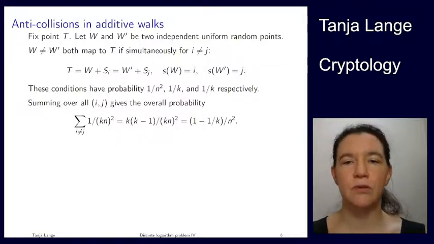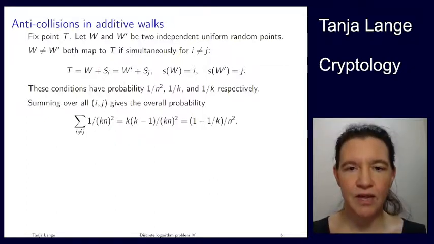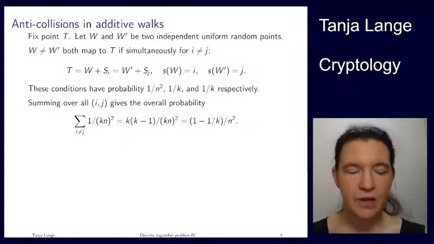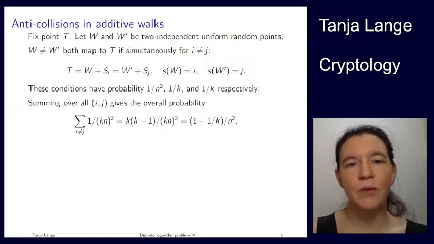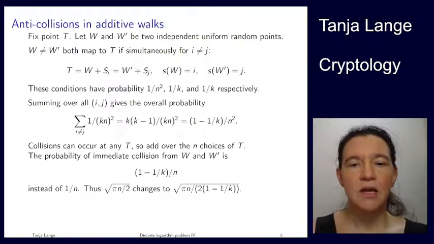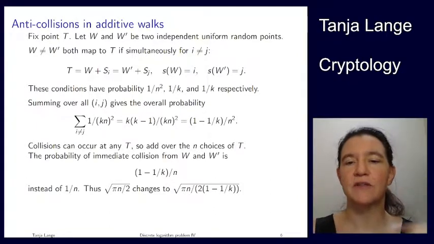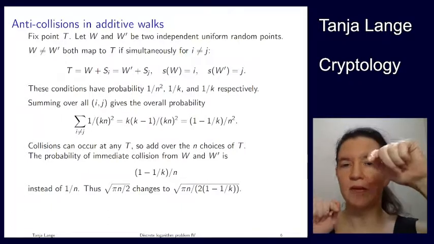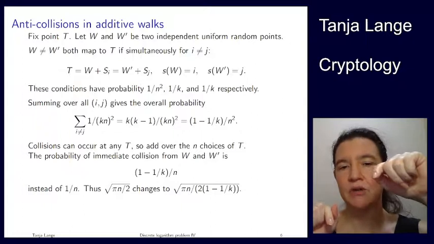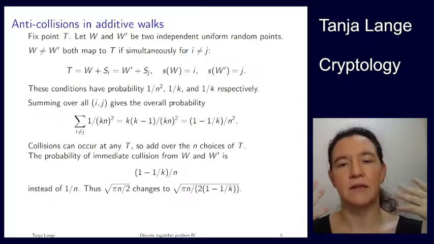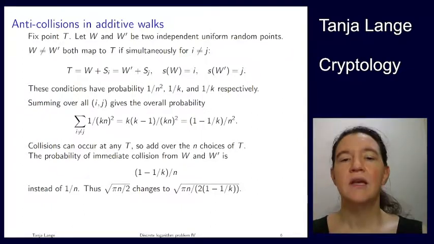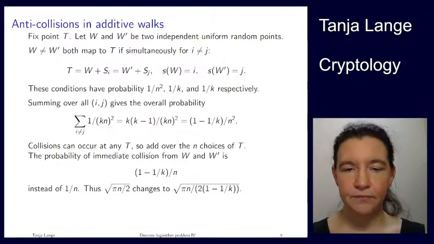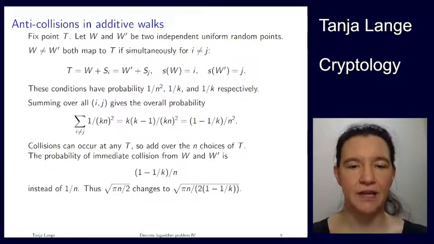But we just want some collision. We don't actually care where we collide. We can collide at this point, this point, this point, as long as we collide somewhere. So we can now sum over all n different choices of t, and that gives us an extra factor of n in here. So the probability that, given those two points w and w prime, we get a collision in the next step at some t, wherever this t is, is the previous expression times n. So that means (1 minus 1 over k) divided by n.